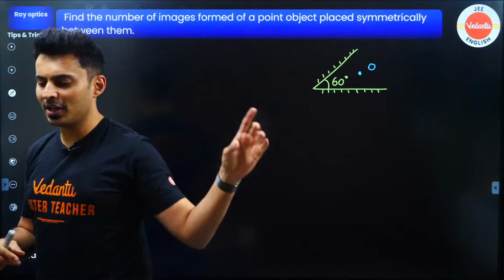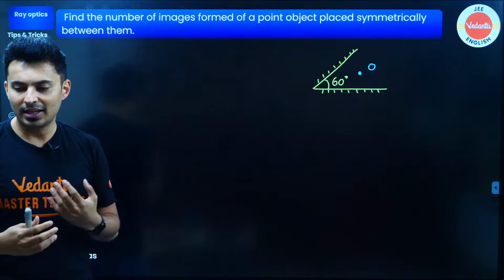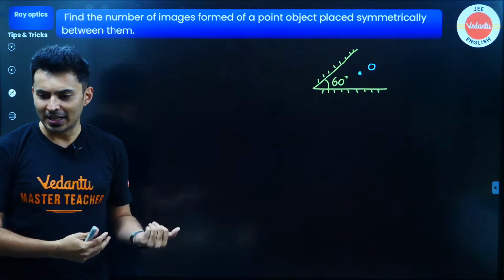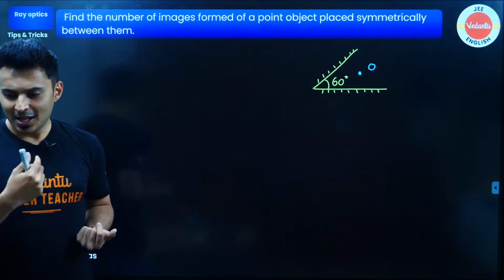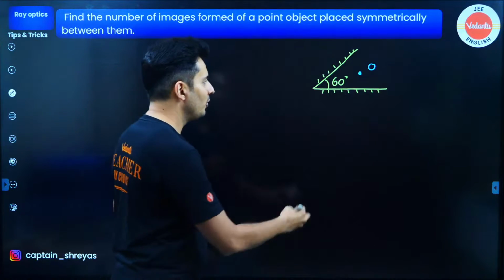Come on, my dear warriors, I want you guys to spam it just like you did for the previous question. Come on Madhubala, Triveni, Amisha, Imran, Tanuja, Avaktu, Sri Priya, everybody start spamming how many images will be formed. Just try to figure this out.